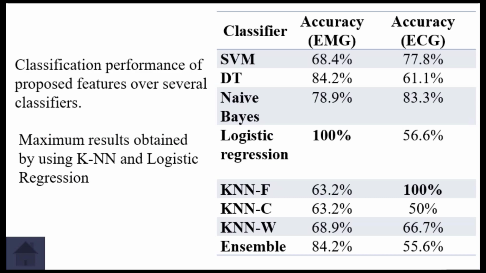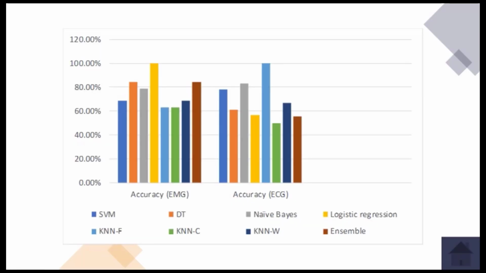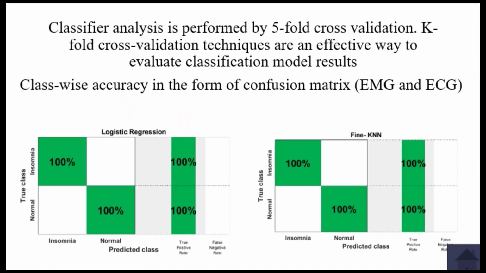Classification performance of proposed features over several classifiers. Maximal results obtained by using KNN for ECG and logistic regression for EMG, that is 100% result. This is the graphical representation of different classifiers. Classifier analysis is performed by 5-fold cross-validation. K-fold cross-validation techniques are an effective way to evaluate classification model results. Class-wise accuracy in the form of confusion matrices shows that we get 100% in case of logistic regression and similarly 100% in case of fine KNN.